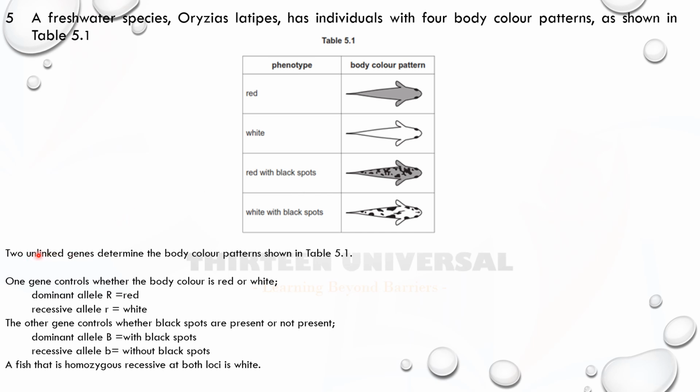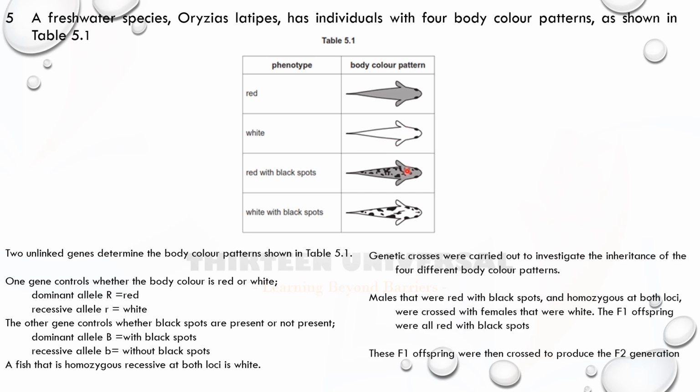Two unlinked genes determine the body color pattern shown in Table 5.1. One gene controls whether the body color is red or white. The dominant allele is red, and recessive is white. The other controls whether black spots are present or not. Dominant is B, which is black spot, recessive is without black spot. A fish that is homozygous recessive at both loci is white. That means it has no black spot and is not red, so that will be white.